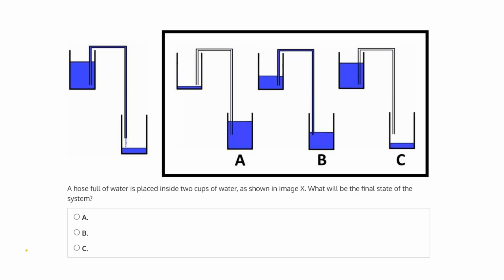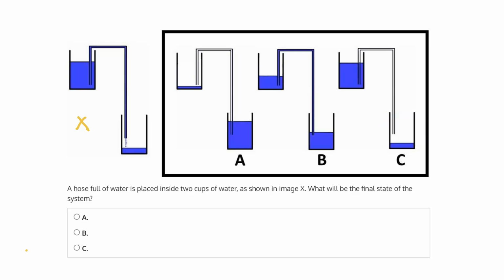and says, a hose full of water is placed inside 2 cups of water, as shown in image X. What will be the final state of the system? Will it be A, where the bottom cup is largely filled with water and the top cup is almost completely empty? Is it B, where a large portion of the water from the top cup has been transferred to the bottom cup? Or is it what we see in C, where almost the entirety, if not the entirety, of the water in the top cup stays in the top cup and little to none is transferred to the bottom?